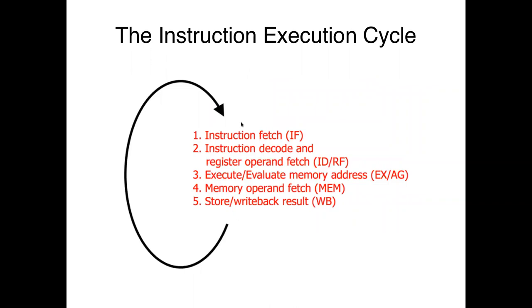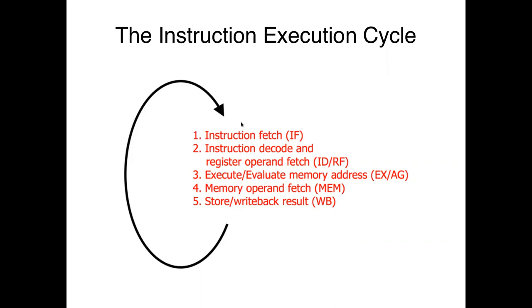We have been working with this model where we have five different stages that our processor goes through on each instruction. First, we have to actually get the instruction. This is the instruction fetch. Then you have to decode the instruction and pull from the registers. This is the instruction decode or register file step.